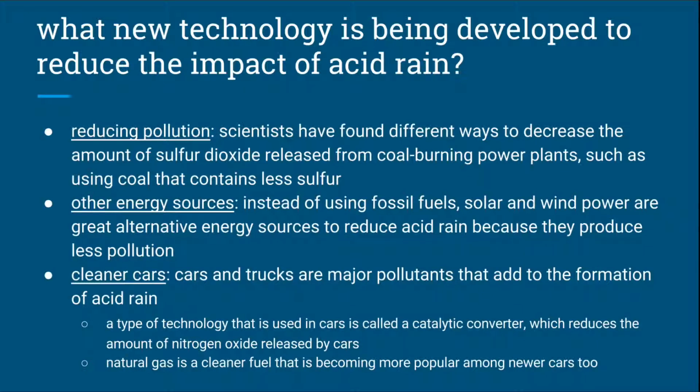What new technology is being developed to reduce the impact of acid rain? It's not necessarily special technology to reduce the impact of acid rain, but it's the way we interact with our environment that helps lower the impact of acid rain. We can reduce pollution, use other energy sources, and use cleaner gas in our cars. For example, in cars, a catalytic converter helps reduce the amount of nitrogen oxide released by cars.